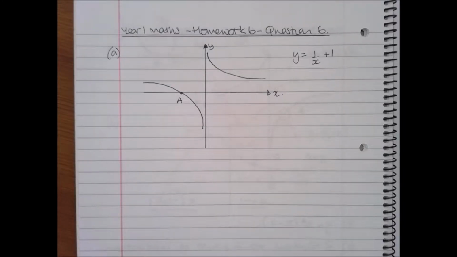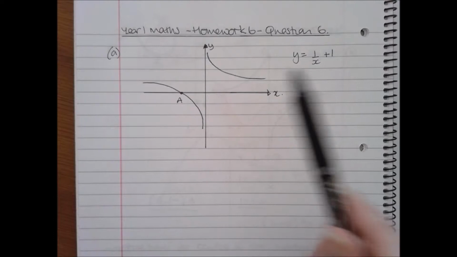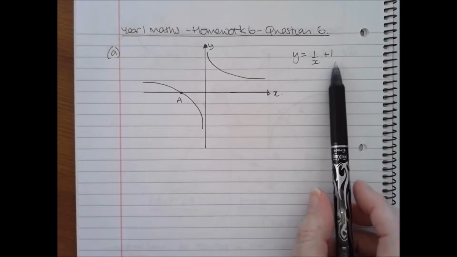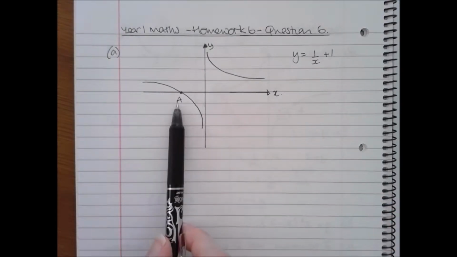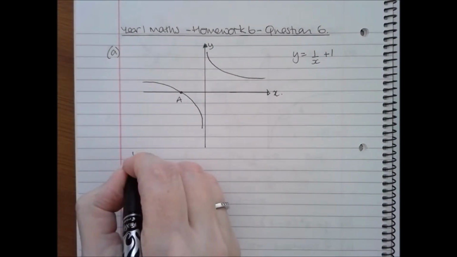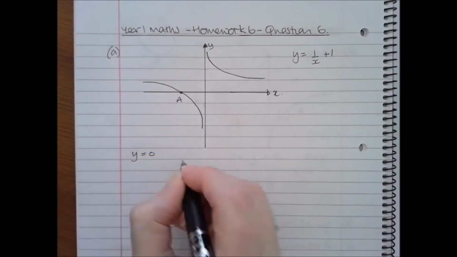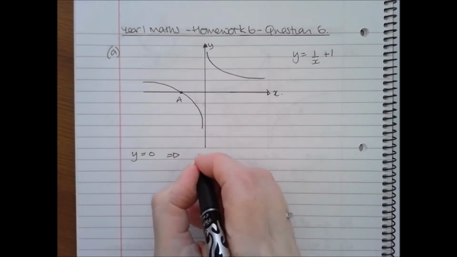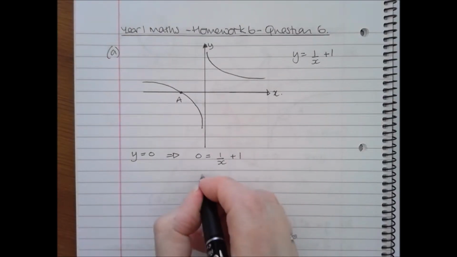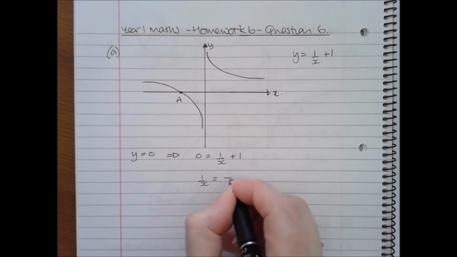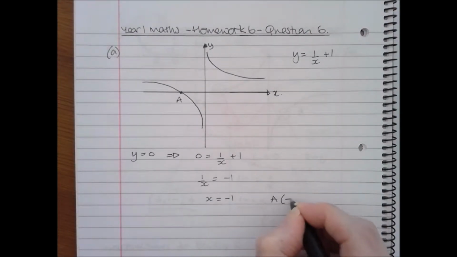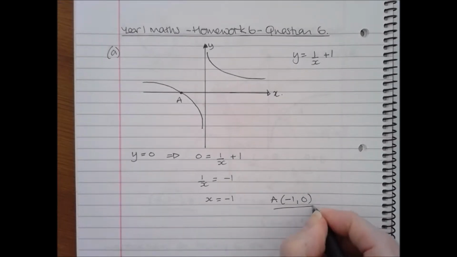So this is homework 6, question 6, and it gives us this curve with the equation y equals 1 over x plus 1, and part A asks us to find the coordinates of the point A where the curve crosses the x-axis. So we know that on the x-axis the y coordinate is equal to 0, which means that 0 is equal to 1 over x plus 1. So 1 over x must be equal to minus 1, which means x must also be equal to minus 1. So the coordinates of A are minus 1, 0.